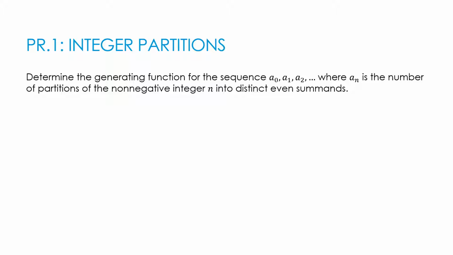Here's an integer partitions question for you to try on your own. I'm asking for the generating function, again, write it as a pi product, don't evaluate, for the sequence where a sub n is the number of partitions of non-negative integer n into distinct even summands. When you are ready, press play to see how you did.